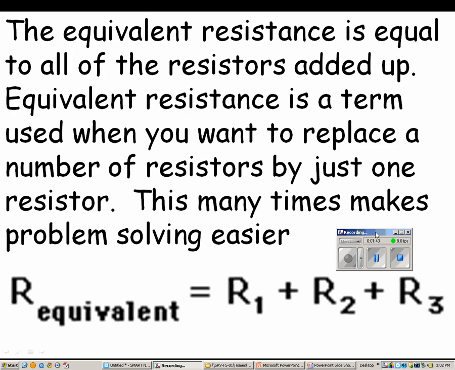The rule for total resistance is that you just add up the resistors. R1 plus R2 plus R3 is the total resistance. And it says here the equivalent resistance is equal to all the resistors added up. Equivalent resistance is a term used when you want to replace a number of resistors by just one resistor. This many times makes problem solving easier.